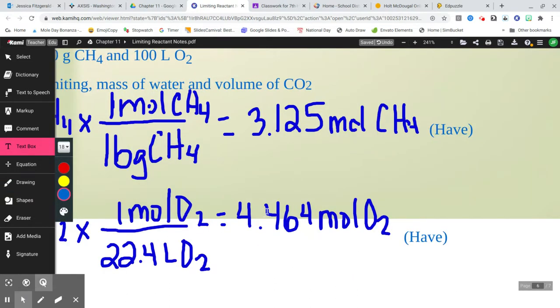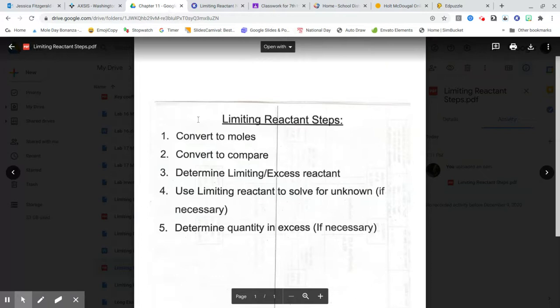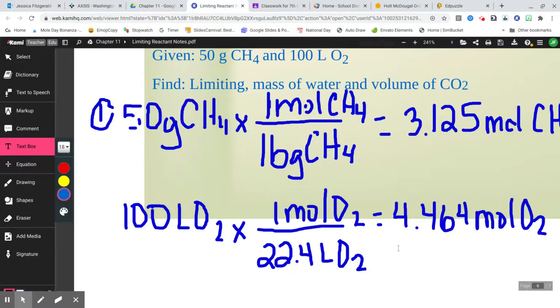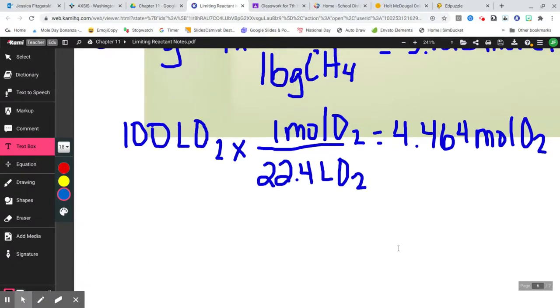This is showing I have this many moles of methane and this many moles of oxygen that I'm working with in my problem. And the next thing I'm going to do, according to the step, is convert to compare. So pick either one, and we're going to convert and compare it. Okay, so I'm going to change colors and make this red here.